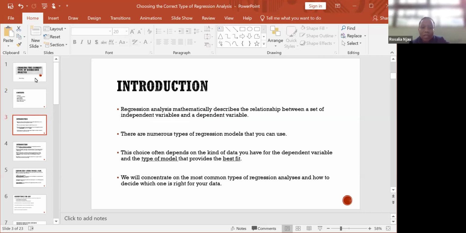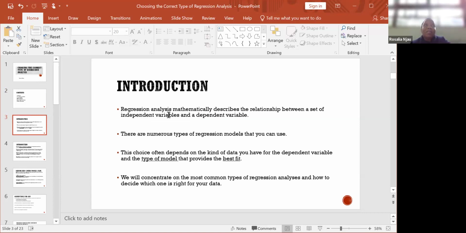So first, regression analysis mathematically describes the relationship between a set of independent and dependent variables. Then there are numerous regression models that you can use, and I'm not going to really cover all of them. We really have so many regression models. And this choice often depends on the type of the dependent variable.